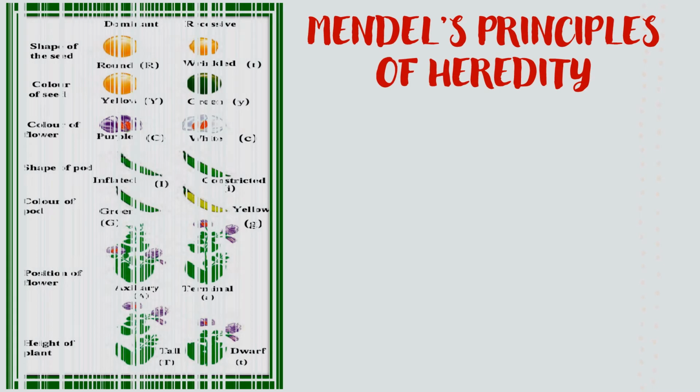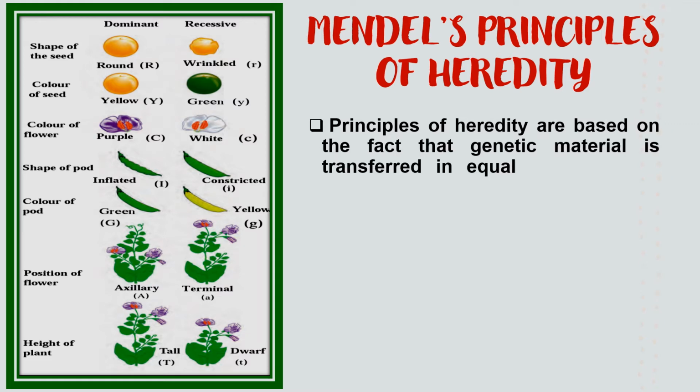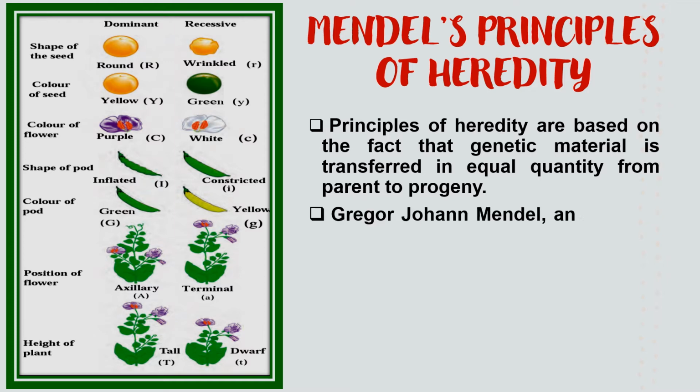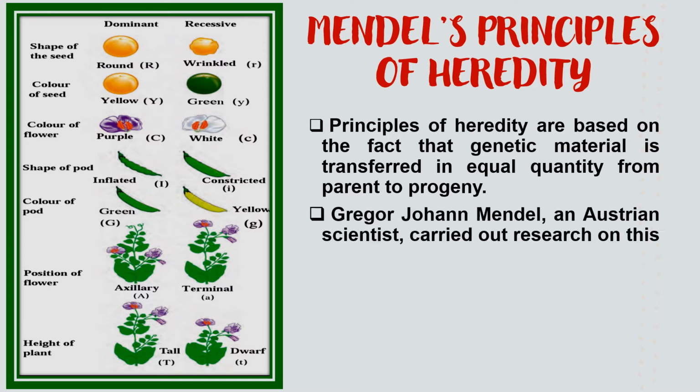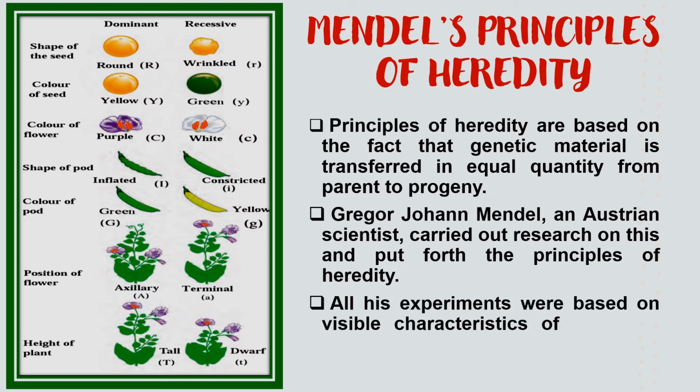Mendel's principle of heredity. His principles are based on the fact that genetic material or genes are transferred in equal quantity from each parent to the baby or the progeny. Gregor Johann Mendel was an Austrian scientist. He carried out research and put forth certain principles of heredity, and all his experiments were conducted on what he could see in the pea plant, Pisum sativum.